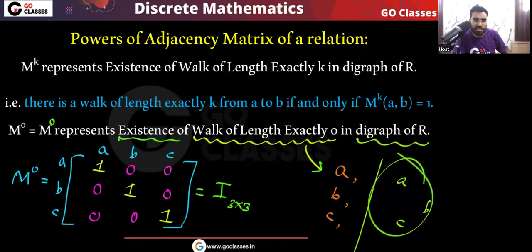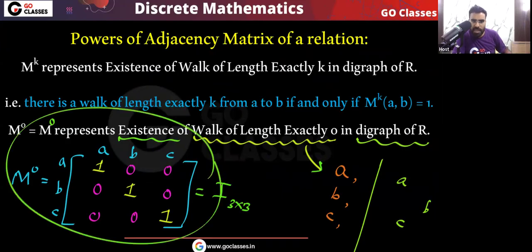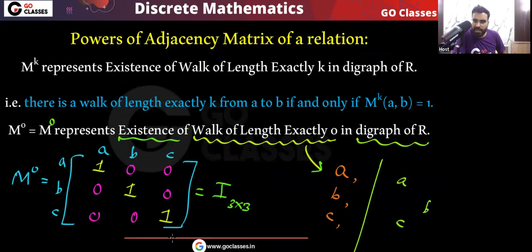But between different vertices, we don't have a walk of length 0. So you can see that M power 0 is the identity matrix. Very simple.